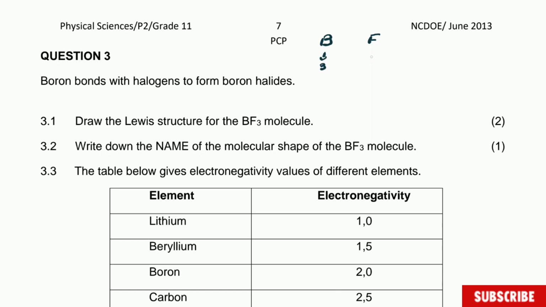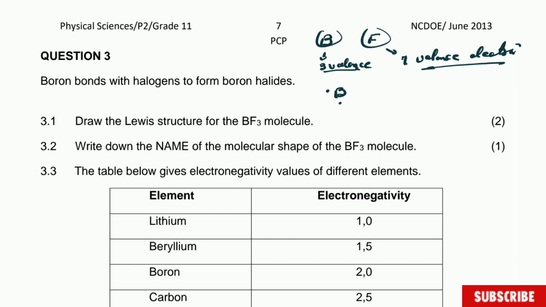Let's write it here, 3 valence, and fluorine has 7. Right, that is the first important thing you need to know for boron and fluorine. So if you represent boron, then it will be 1, 2, and 3. That will give you the valence electrons of boron, and then fluorine, you have 1, 2, 3, 4, 5, 6, and 7.